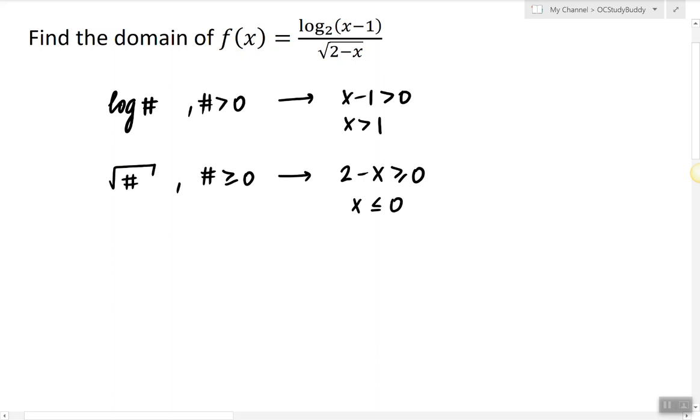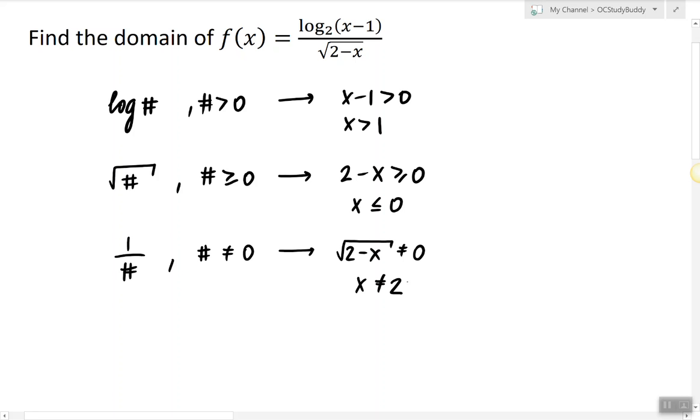And the last constraint is that whatever we divide by must be not equal to 0. In our case, it means that the square root of 2 minus x cannot be equal to 0, which implies that x cannot be equal to 2.